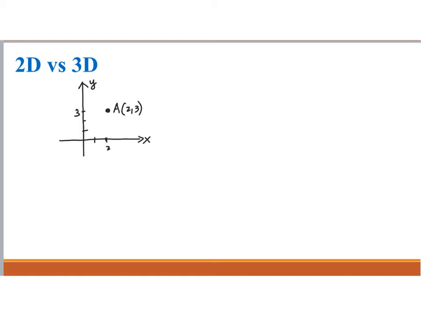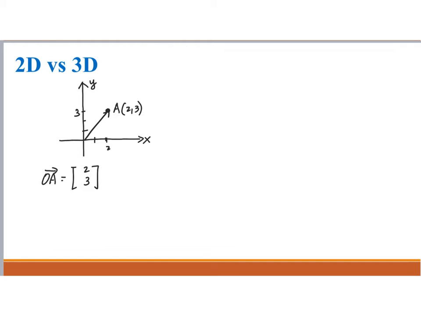Suppose we use O to represent the origin, then the position vector of the point A from the origin is vector OA. And in component form, vector OA will have the components 2, 3.